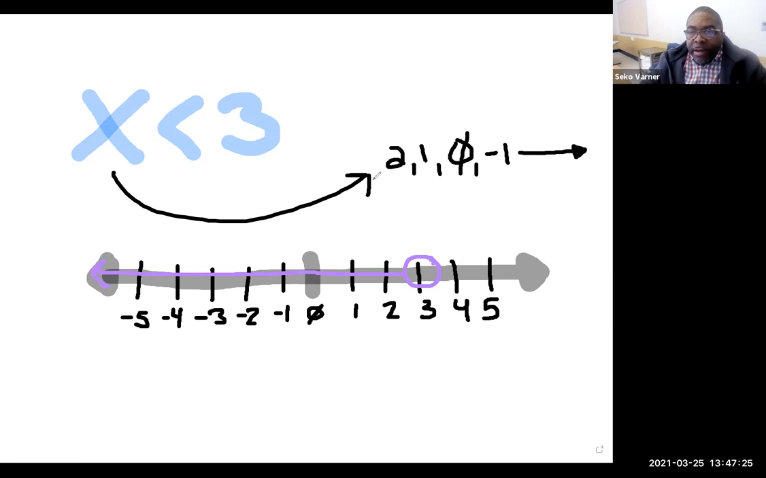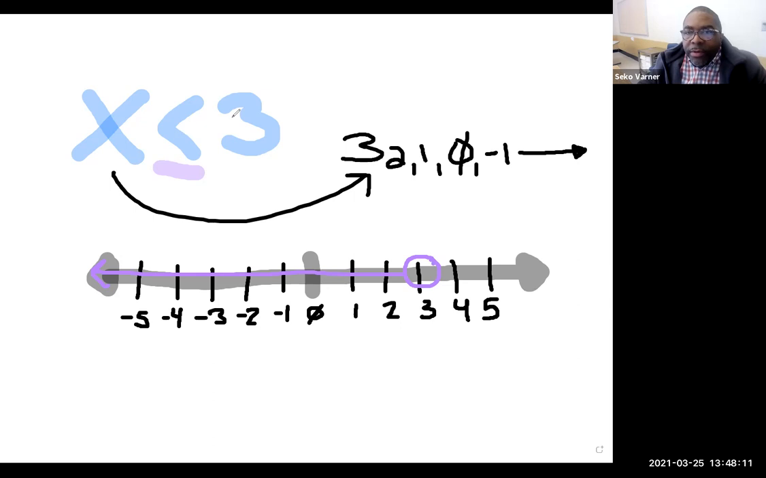Now, in this case, can we include 3 in this solution set? No, it's less than 3. So we can't include 3. We just cannot include 3 in the solution set because it's less than 3. But let's say we do this. We make it X is equal to or less than 3. Well, then everything changes. Then we can include 3 because X is equal to or less than 3.